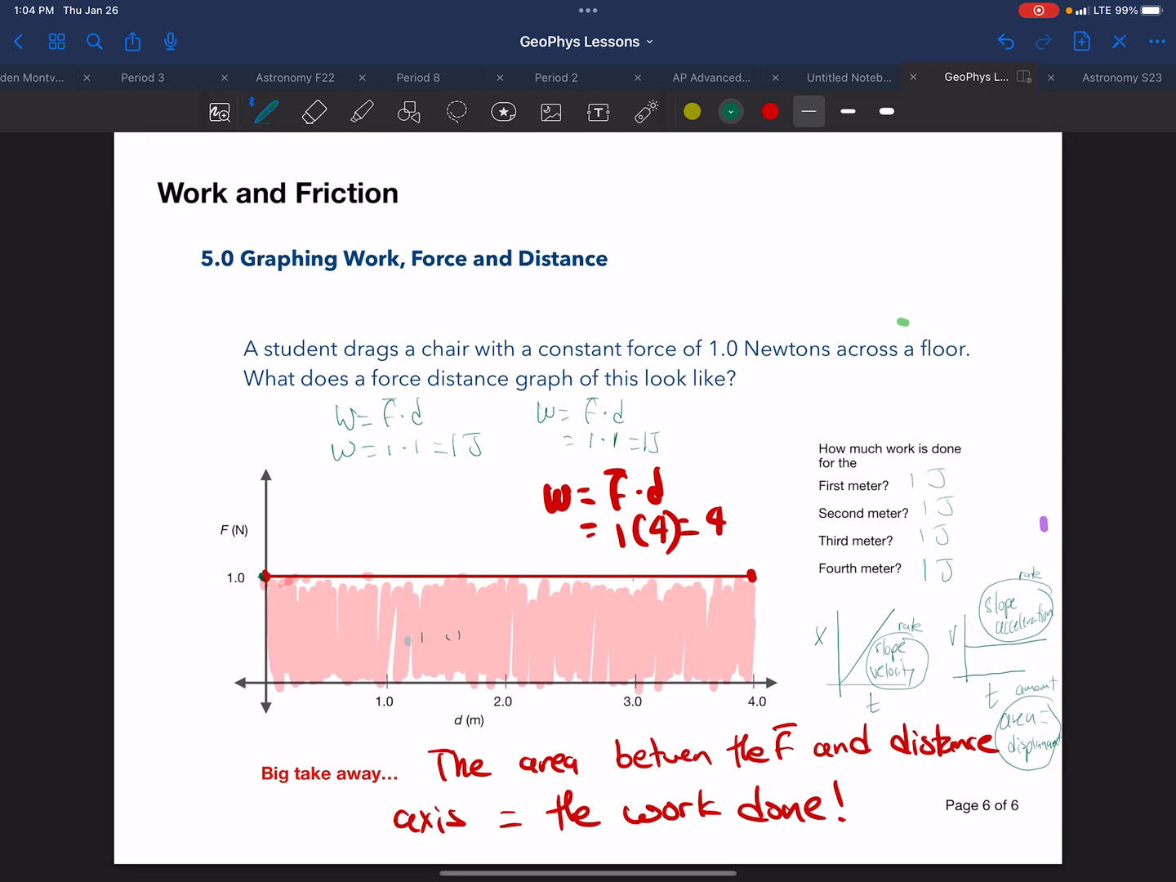And so with this graph, we have a slope of 0. So the rate of change of force is 0, but the area is an amount, the amount of work.